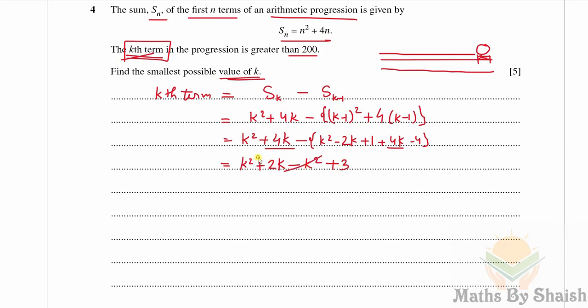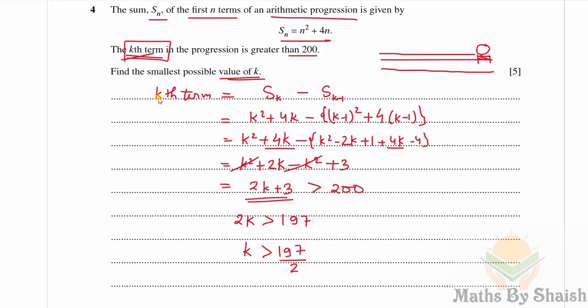So we got cancelled this as well. So the kth term is 2k plus 3. This is the kth term. Now if it is given that the kth term is greater than 200, so if this is greater than 200, then 2k would be greater than 197, and hence k would be greater than 197 by 2.